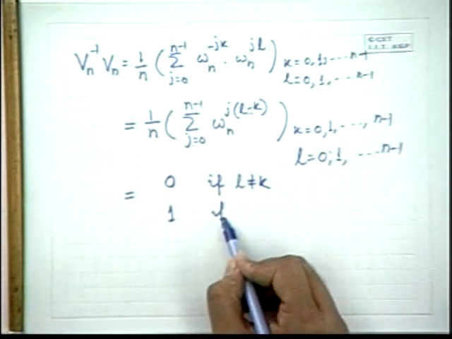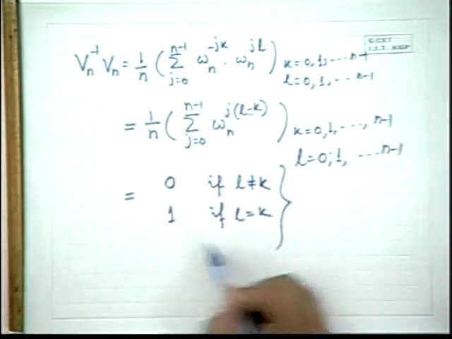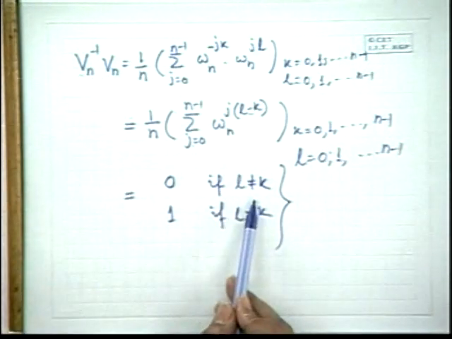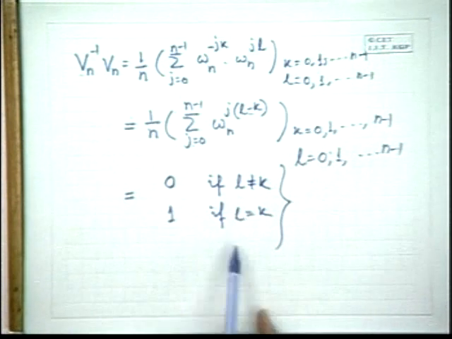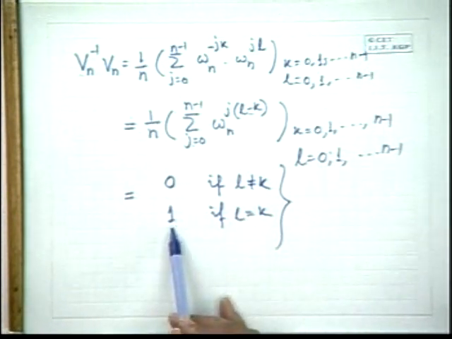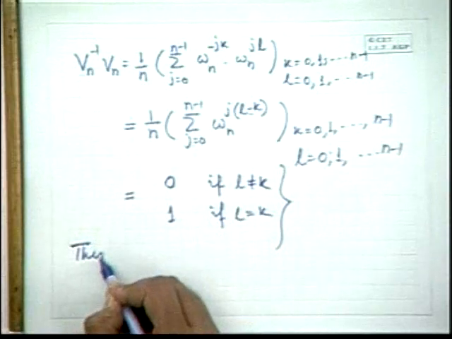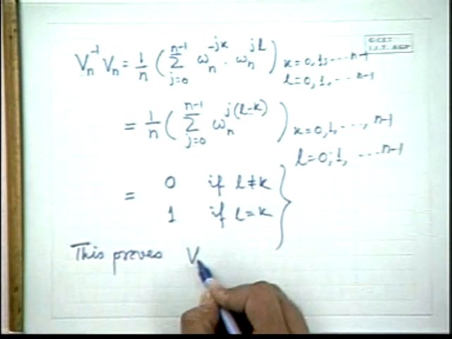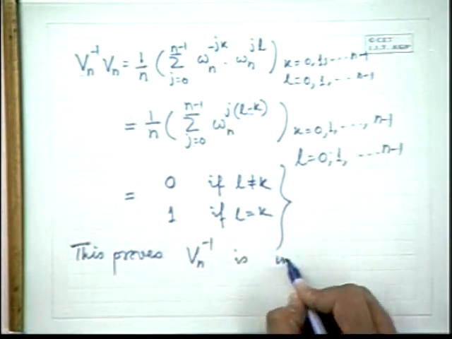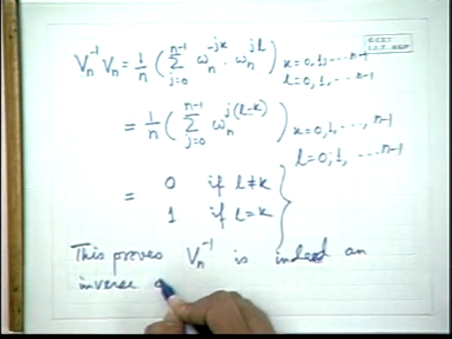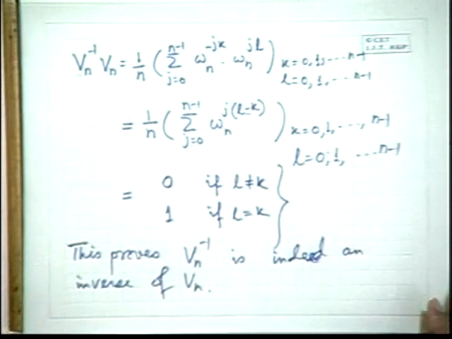So this is 1 if l is equal to k, and this proves that Vn inverse Vn is a matrix where all entries are 0 except the diagonal elements, which are exactly 1. That means Vn inverse Vn is an identity matrix. So that means Vn inverse is indeed an inverse of Vn. So this proves Vn inverse is indeed an inverse of Vn, the way we wrote Vn inverse.